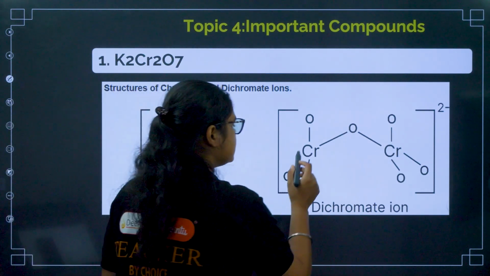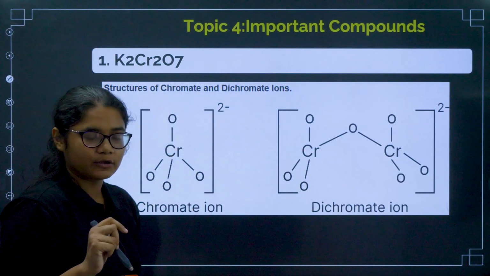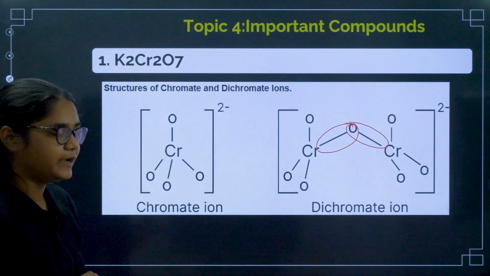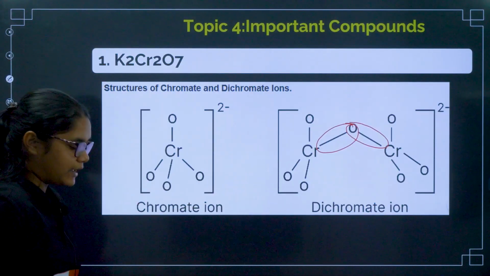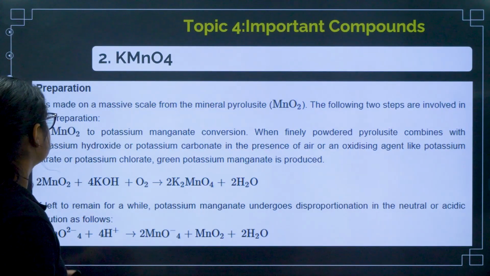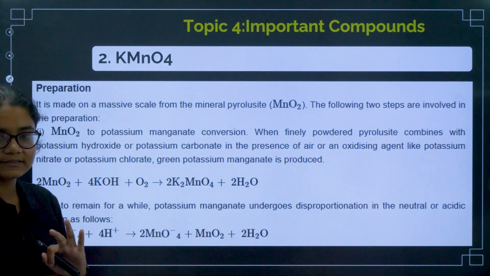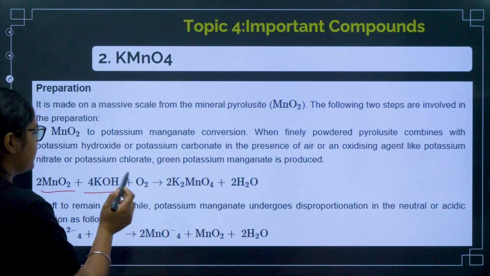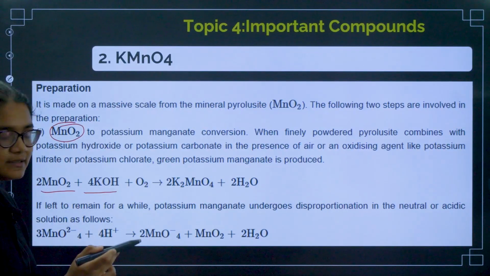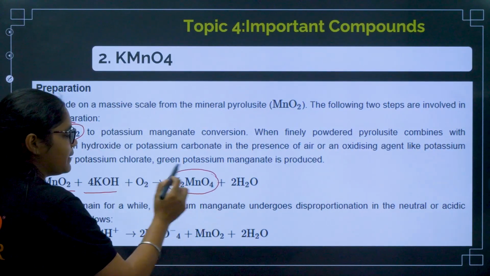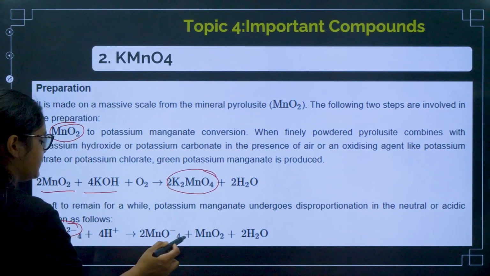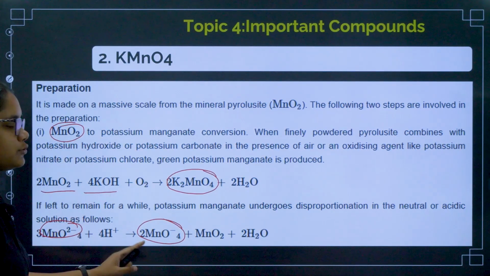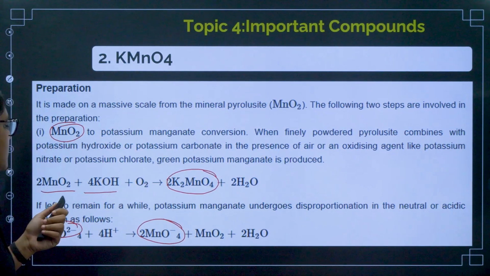So you can see that these 3 bonds undergo resonance, so they are equivalent, but these Cr–O bonds are not equivalent, right? And the chromate ion and dichromate ion structure. Next, we'll go to the next important compound, that is KMnO4. So here also you can see the preparation: manganese oxide, KOH. The starting material is manganese oxide and it gives you potassium manganate, and then from potassium manganate we get potassium permanganate, okay? So these 4 structures you should remember, or the names you have to remember.